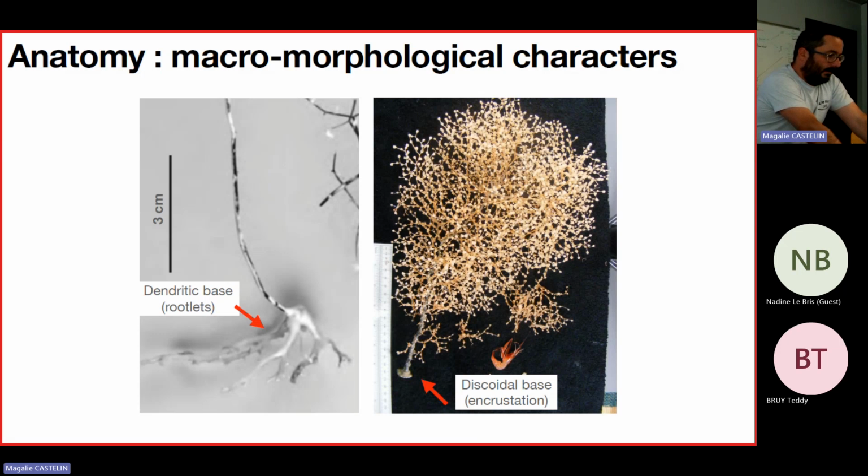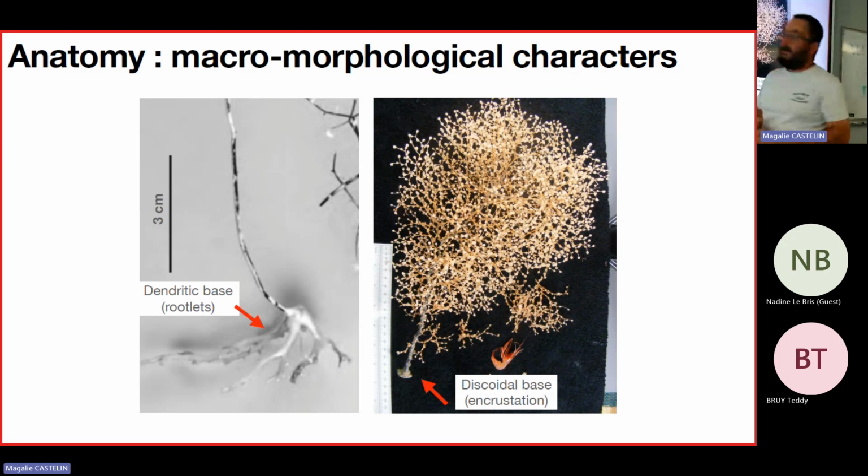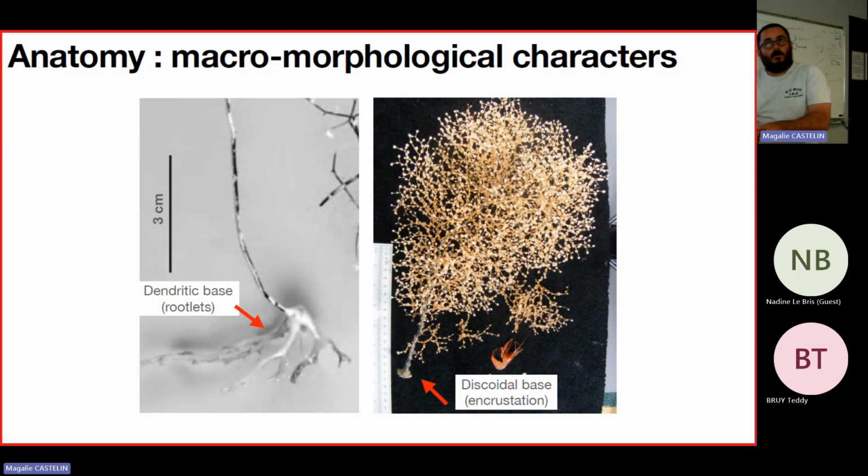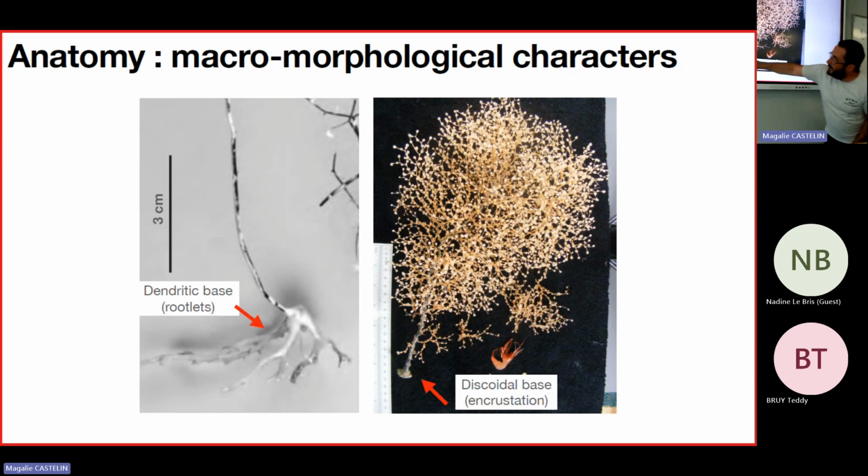The base is another macromorphological character that is easy to score in these animals. So you can have a root-like calcified network. So this is the base of a chrysogorgiid coral, or you can have a discoid base that allows incrustation of the colony on the substrate. So you tend to see this on soft substrate, like sand, sediment, and you tend to see this on hard substrate. So yeah, you can actually infer some things about the environment when you look at these characters.